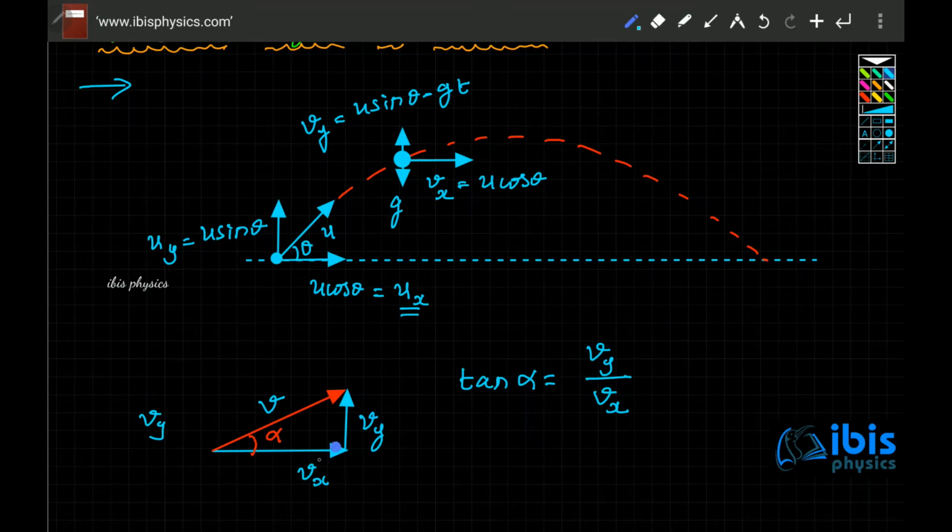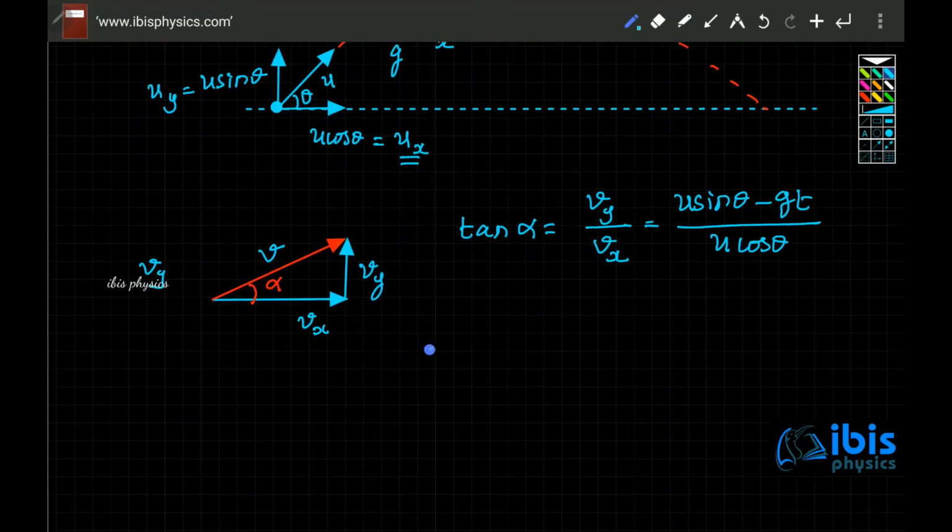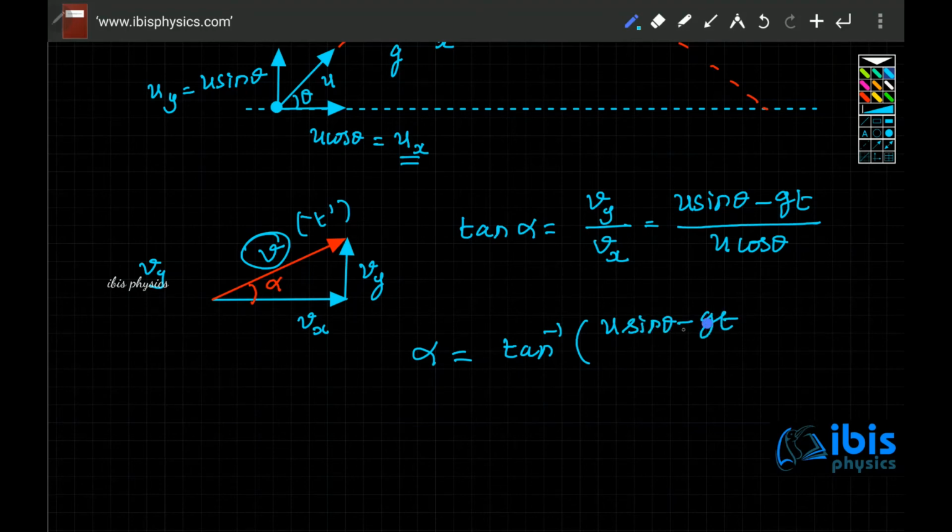Then tan alpha is opposite side by adjacent side. Opposite side is vy, which is nothing but u sin theta minus gt. Adjacent side is vx, and vx is equal to ux, that is nothing but u cos theta. Then alpha, the angle made by the resultant velocity after t seconds with respect to the horizontal, is tan inverse of (u sin theta minus gt) by u cos theta.